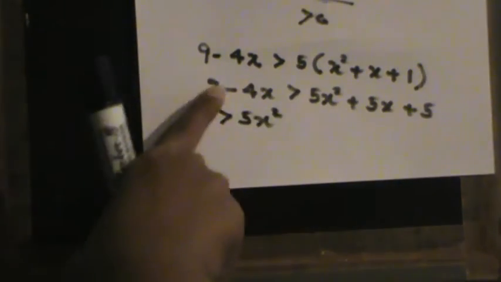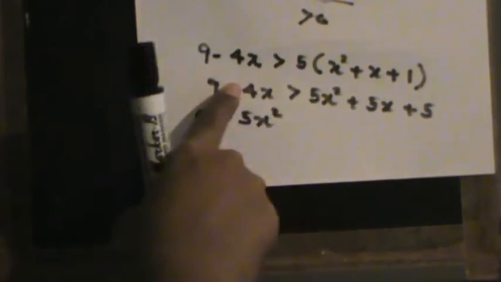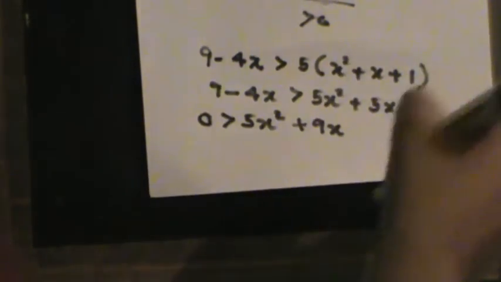So 0 is greater than 5x squared, which stays as it is, plus 5x plus this 4x, which is 9x, plus 5 minus 9, which is minus 4.